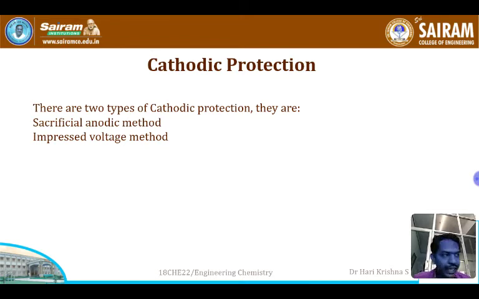So how to prevent the anodic reaction? We are supposed to supply the electrons to cathode from some other external source, or convert the anodic sites to cathodic sites. So the technique of protecting the specimen from corrosion by providing electrons from an external source or converting anodic sites into cathodic sites is known as cathodic protection. There are mainly two types of cathodic protection. They are sacrificial anodic method and impressed voltage method. Let us discuss this one by one.